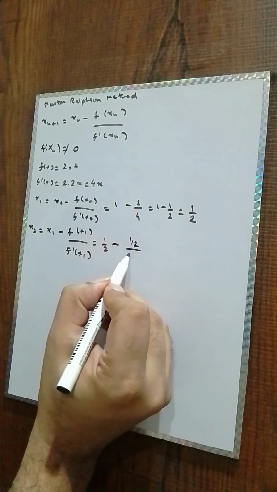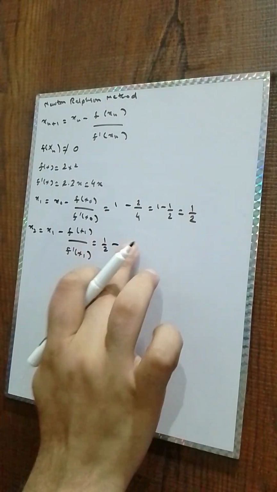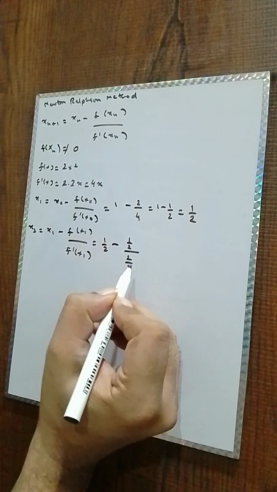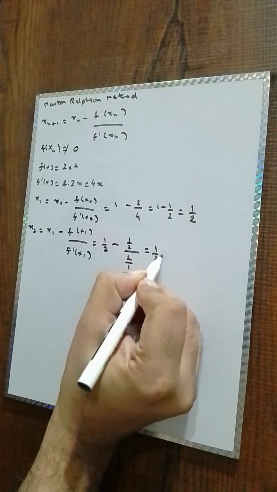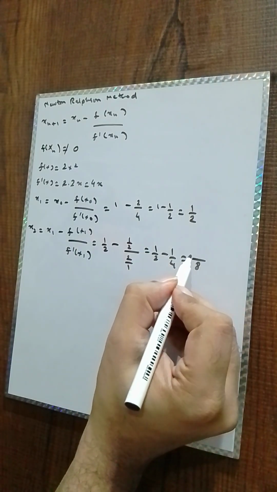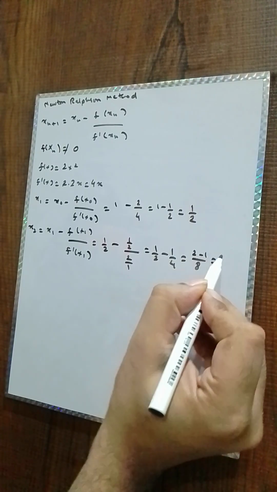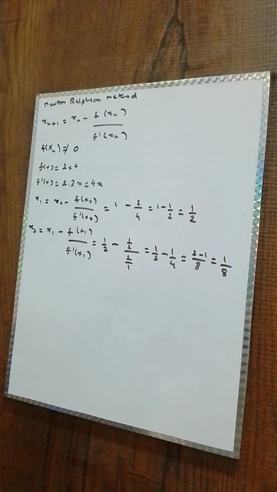Yes, 2 by 1. Okay, so let's write it more clearly. 1 by 2 by 2 by 1. Okay, so it gives us 1 by 4 in the second term, 1 by 2 minus 1 by 4, and now we have here 2 minus 1 by 8, which means 1 by 8. So we are now narrowing down.